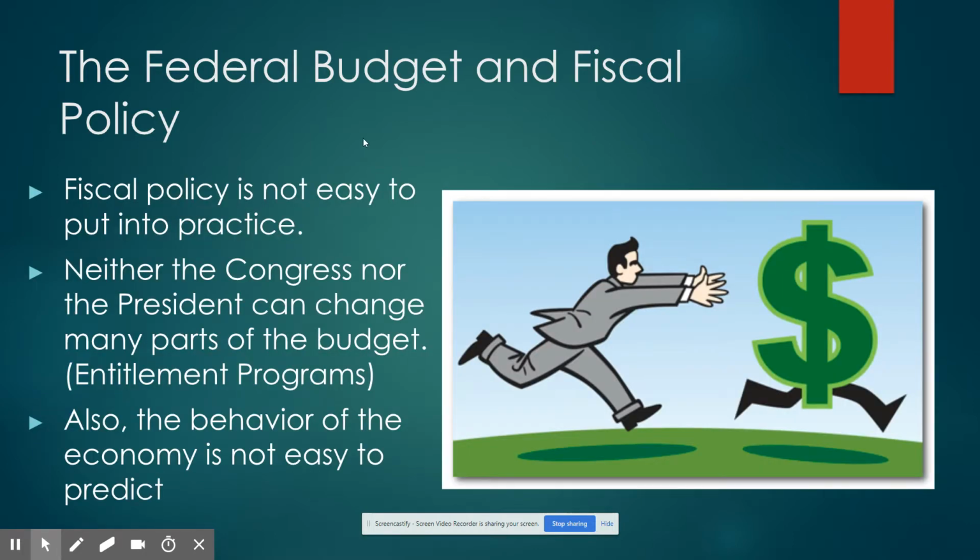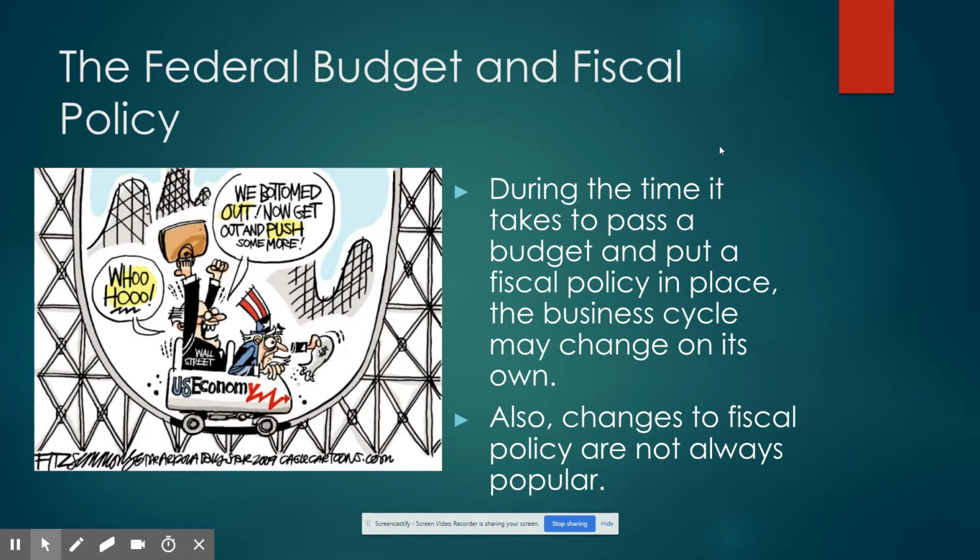Fiscal policy is not easy to put into practice. Neither Congress nor the president can change many parts of the budget. We talked about the entitlement programs last time. Also, the behavior of the economy is not easy to predict. During the time it takes to pass a budget and put that fiscal policy into place, the business cycle may have changed on its own. Also, changes to fiscal policies are not always popular.